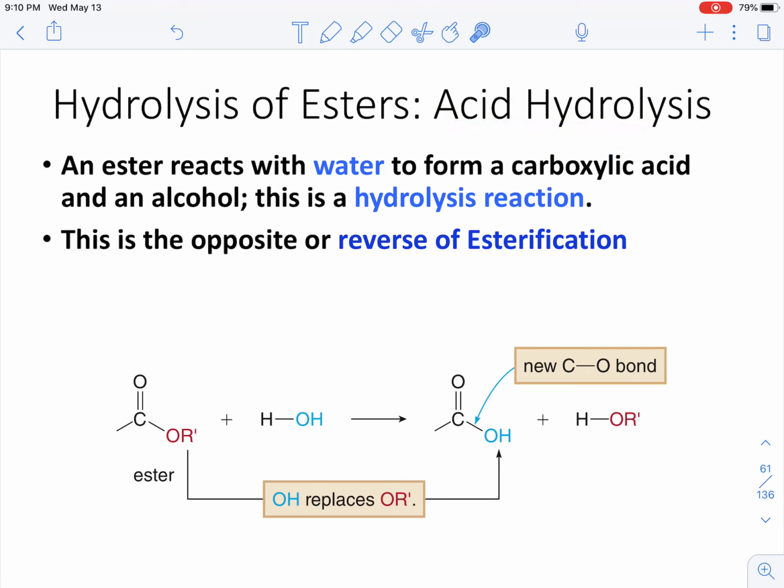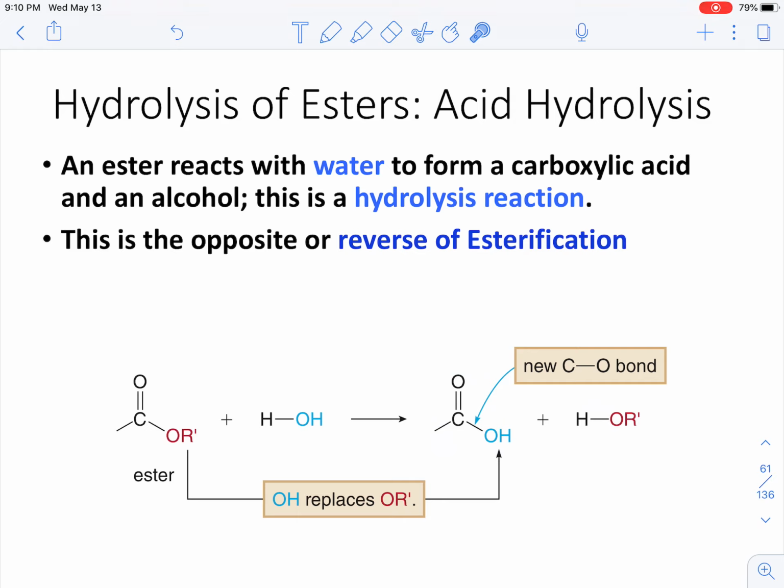Much like its name, acid hydrolysis involves an ester, an organic compound that contains an ester, reacting with a water molecule, and that water molecule is going to break the covalent bond that's found between the carbonyl oxygen and the ester oxygen. And so it's going to break this bond right here. And the product will be a carboxylic acid and an alcohol. And so here is our carboxylic acid, and here is our alcohol.